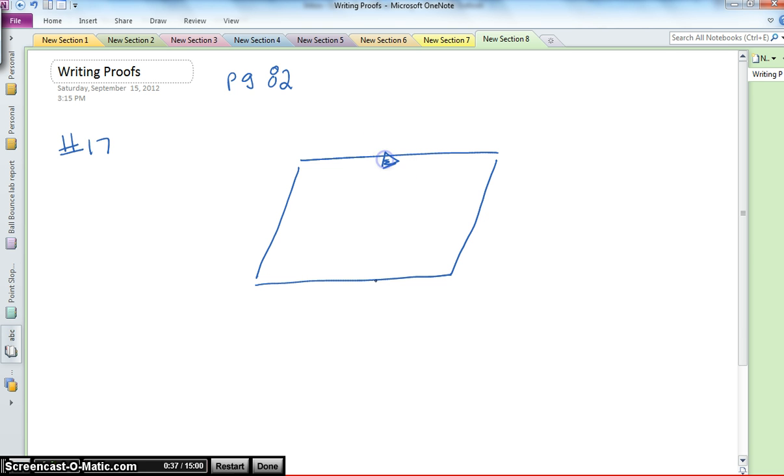We have flags that tell us that DC is parallel to AB, or segment DC is parallel to segment AB. And we have point K here, which is an endpoint for segment KB and an endpoint for segment AK.